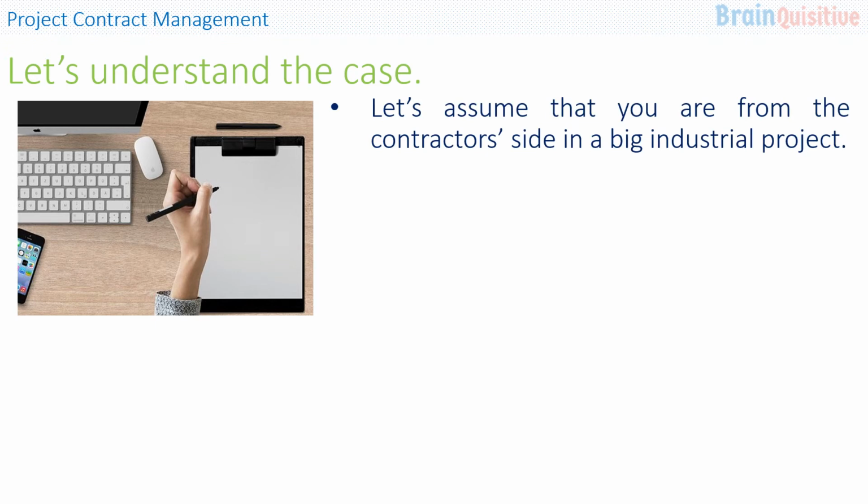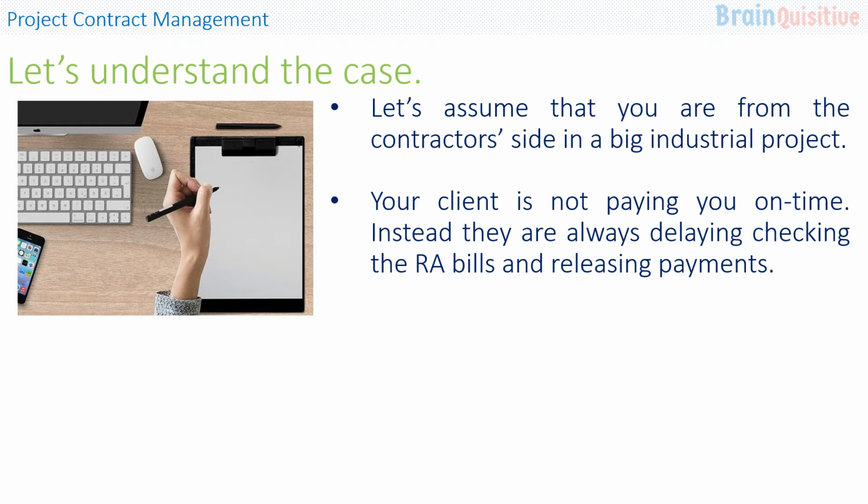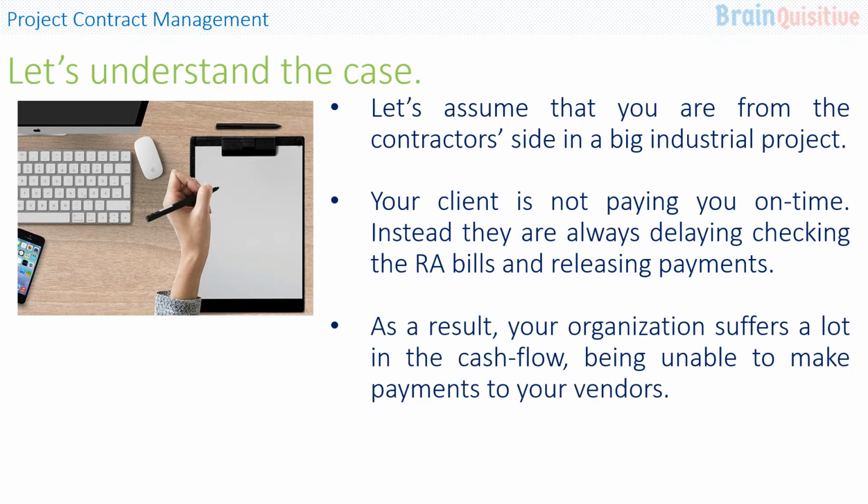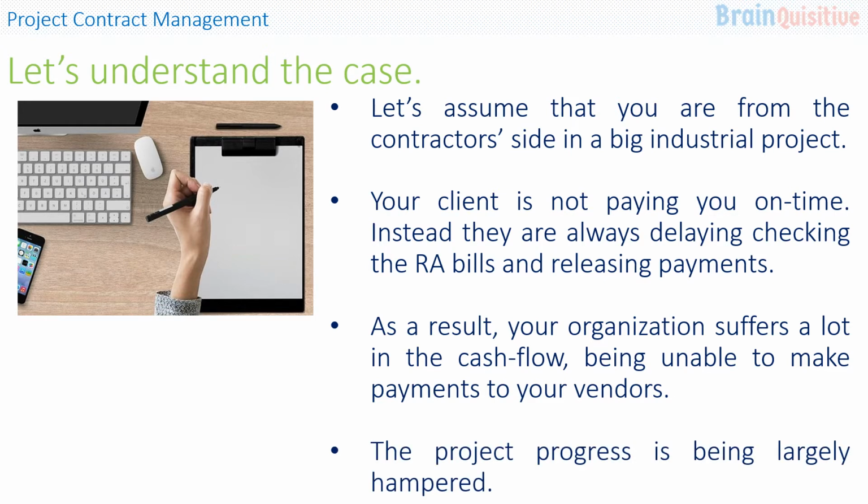Let's assume that you are from the contractor side in a big industrial project. Your client is not paying you on time. Instead, they are always delaying, checking the RA bills and releasing the payments. As a result, your organization suffers a lot in cash flow as the client is not paying, so you are unable to make payments to your vendors for supplying materials and to your workforce, which in turn delays the project progress. The project progress is largely hampered due to the issue.